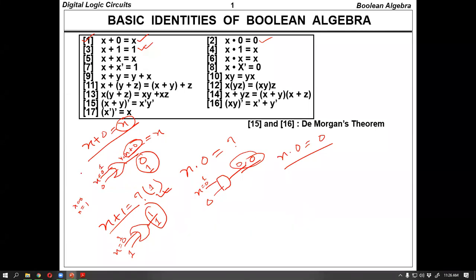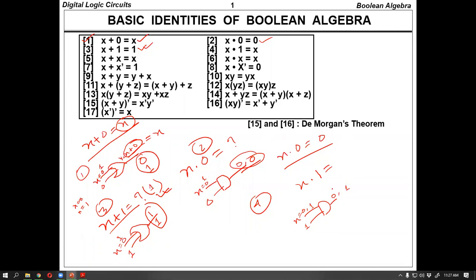This is the first, this is the second, this is the third, and now the fourth law. Our fourth law, x dot 1. What is our output? Just to draw this, dot means AND gate. This is the x and this is the 1. So our x is equal to 0, output 0, 1, AND gate logic, all inputs high. So not all inputs high, one input is 0, so output 0. Okay, if x is equal to 1, 1, 1, then output 1.